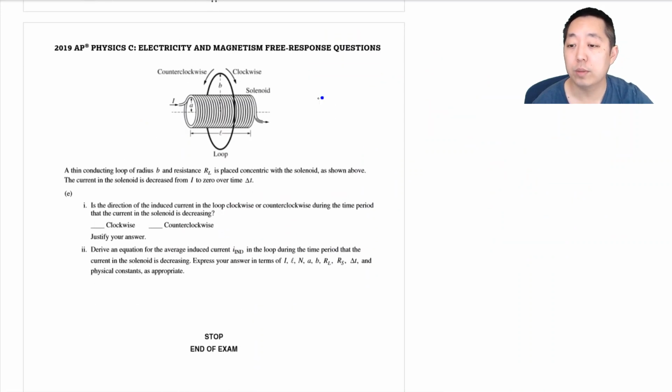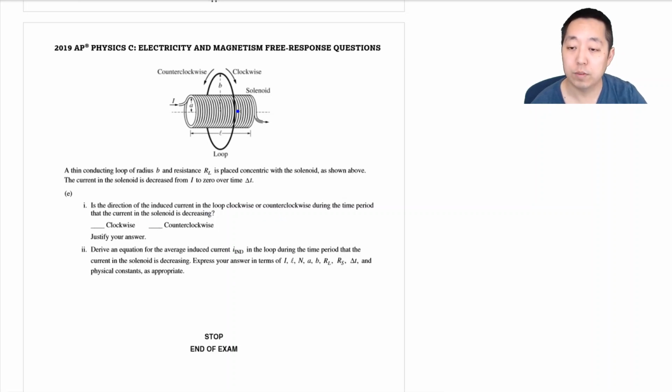Okay, so then we have a thin conducting loop of radius R of B and resistance RL placed concentric with the solenoid as shown above. The current in the solenoid is decreased from I to 0 over time delta t. Is the direction of the induced current in the loop clockwise or counterclockwise during the period?